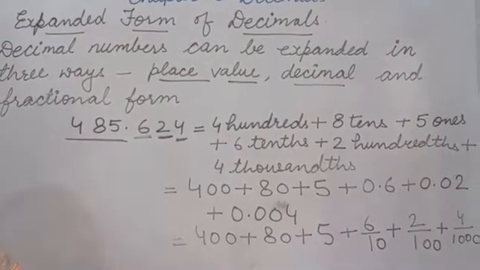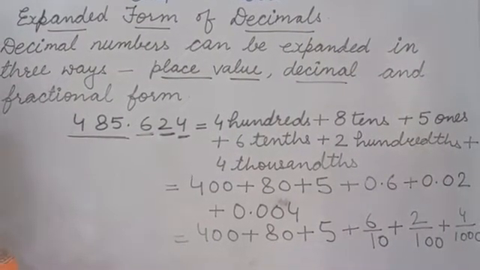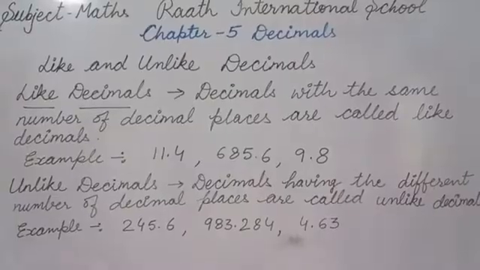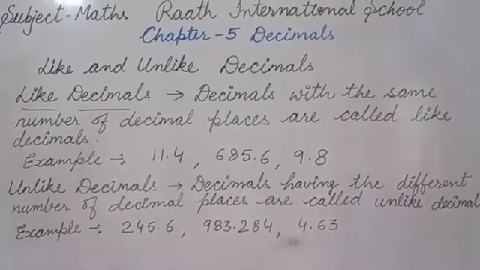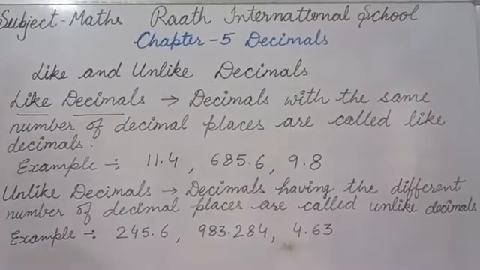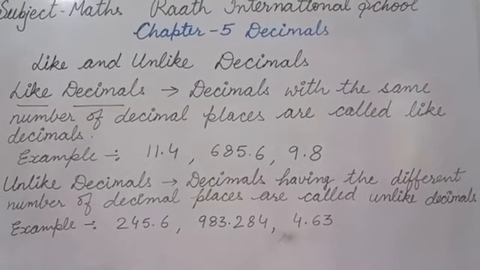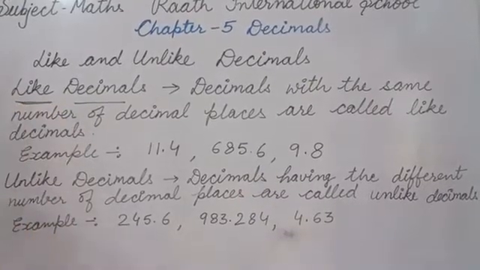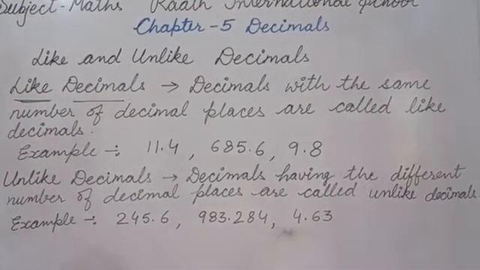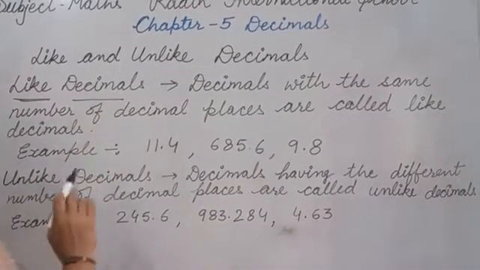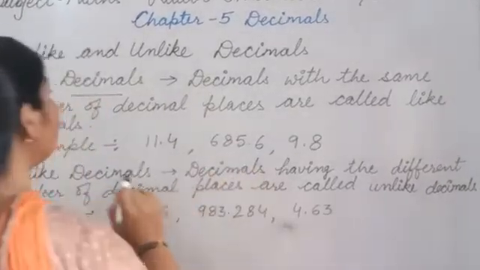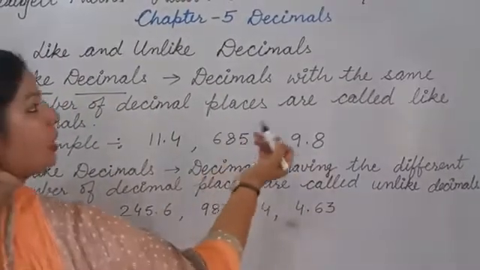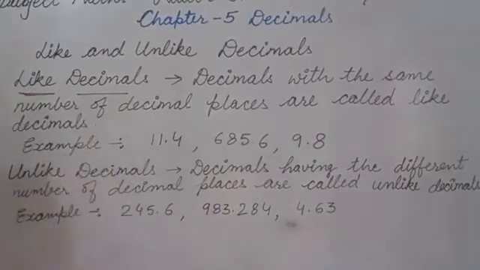Okay. After that now we learn like and unlike decimals. Now like and unlike decimals. So first of all, like decimals. As you know by the name, like means एक जैसा. Like means क्या होता है? Similar, एक जैसा. So like decimals: decimals with the same number of decimal places are called like decimals.